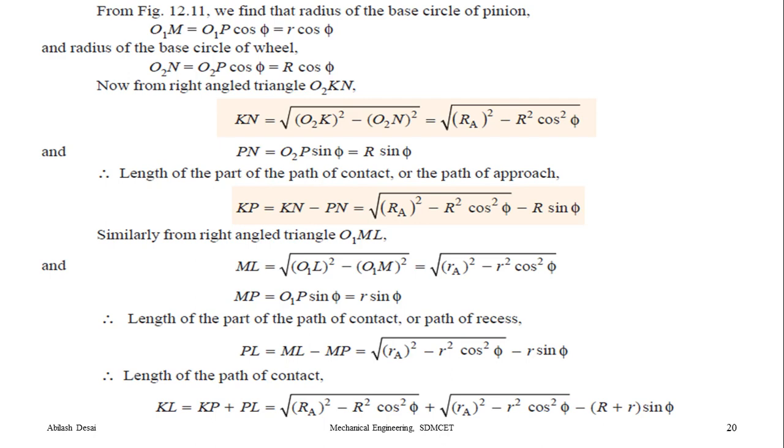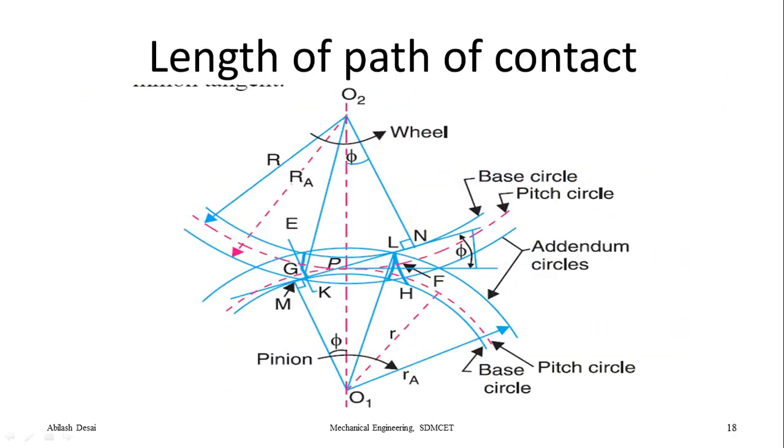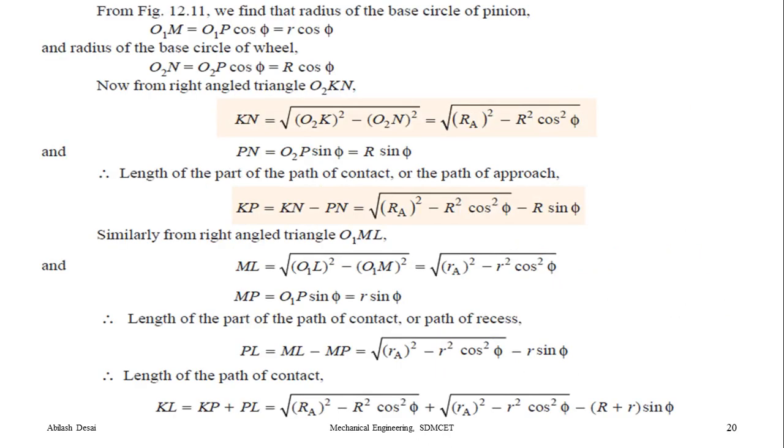Similarly, the radius of the base circle of the wheel is O2N. So O2N is nothing but O2P cos phi. Here from the top side, O2N is nothing but O2P cos phi. Always we consider P as the common point for both, so the calculation becomes very simple if the common point is taken. P is exactly at the intersection for both the gears. Next, similarly you get r cos phi and then capital R cos phi.